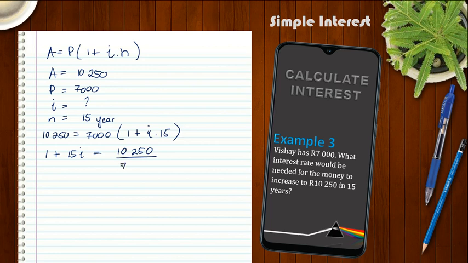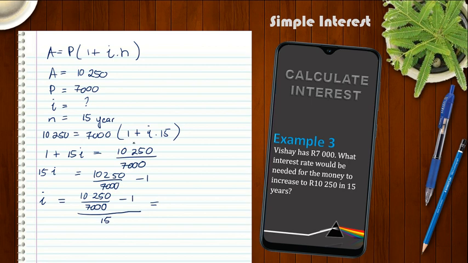So this is then 10,250 over 7,000. And then take the 1 over, so we have 15i equals 10,250 over 7,000 minus 1. And then divide both sides by 15. So i is equal to, you can say 1 over 15, but let's just divide the entire thing by 15, all over 15. And that leaves us with i's value.